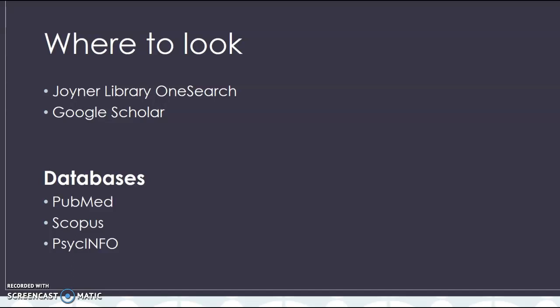The Joiner Library OneSearch is going to be on the main library homepage, just that search bar. It's kind of like our version of Google, where it's going to pull from a bunch of different databases and different areas all over to give you content. It's a good place to start research. Google Scholar, you want to go through the main library homepage to access that too, and I'll show you how to do that and why in another video.